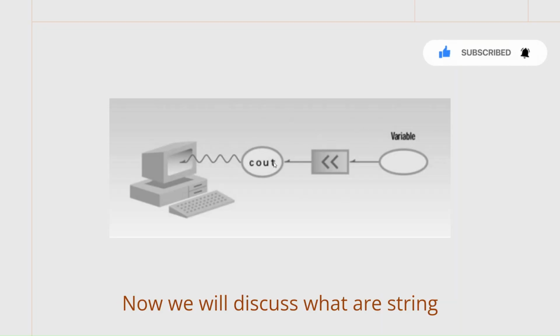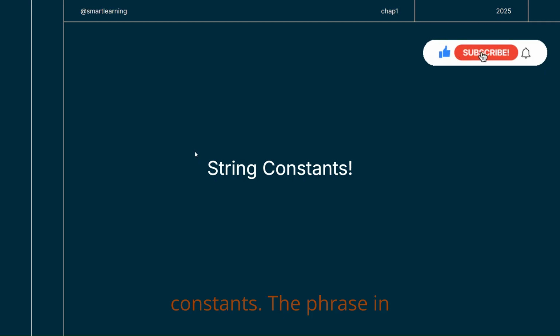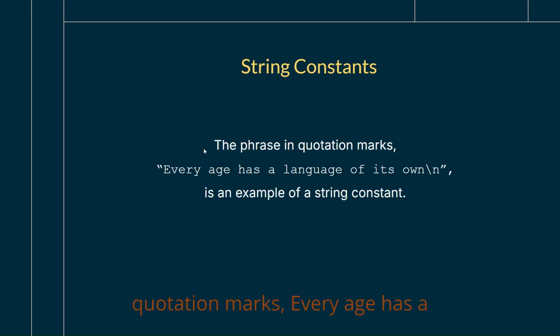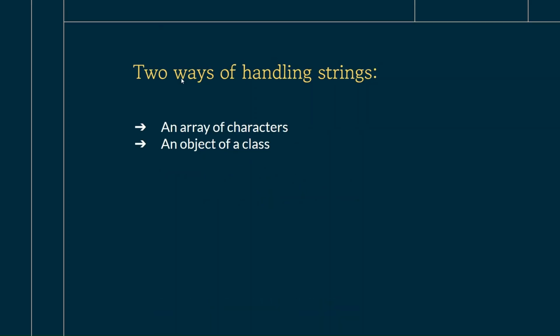Now we will discuss what string constants are. The phrase in quotation marks, every age has a language of its own, is an example of a string constant. As you probably know, a constant, unlike a variable, cannot be given a new value as the program runs. Its value is set when the program is written, and it retains this value throughout the program's existence. Two ways of handling strings are commonly used. A string can be represented by an array of characters, or it can be represented as an object of a class.